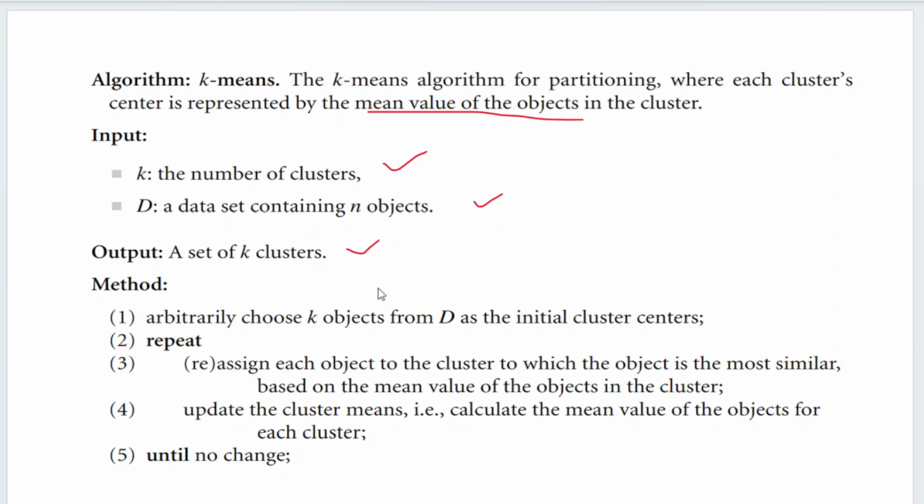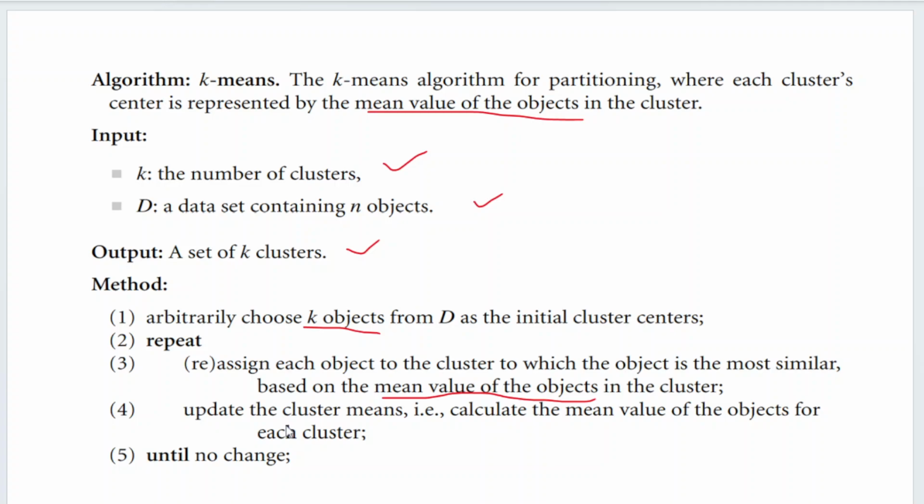And what is the method here? The first step is to arbitrarily choose K objects from D as the initial cluster centers. Then the next steps I have to repeat. I have to reassign each object to the cluster to which the object is most similar, based upon the mean value of the objects in the cluster. We assign the objects to the nearest cluster.